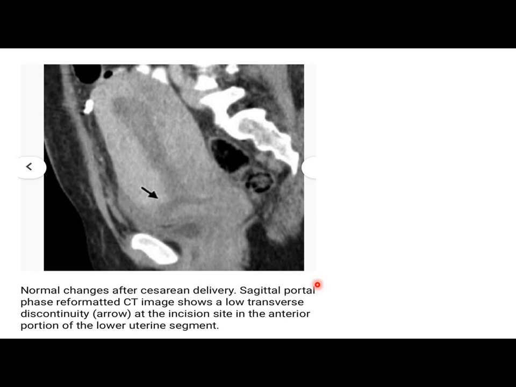Axial and sagittal contrast enhanced CT show a linear hypoattenuating non-enhancing area at the lower anterior uterine segment. This is the site of the hysterotomy, the site of the previous cesarean section. Look for the enlarged uterus; this is a normal appearance and should not be misdiagnosed as uterine dehiscence or uterine rupture.